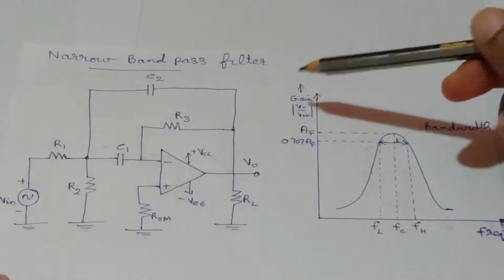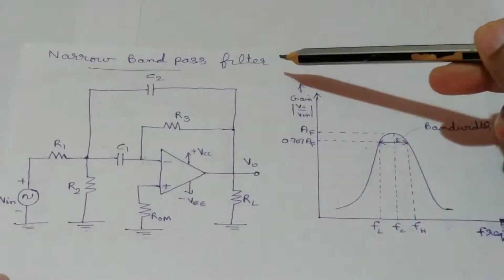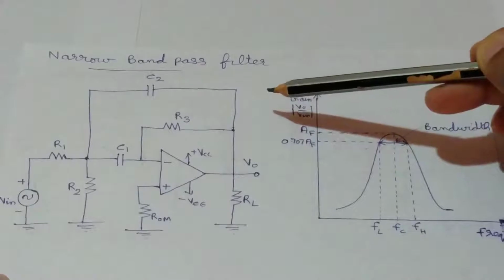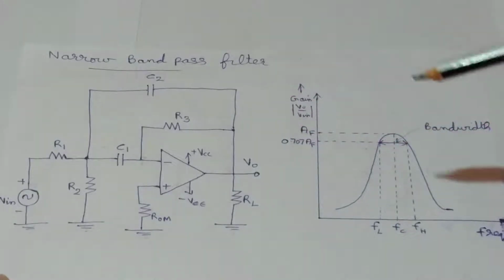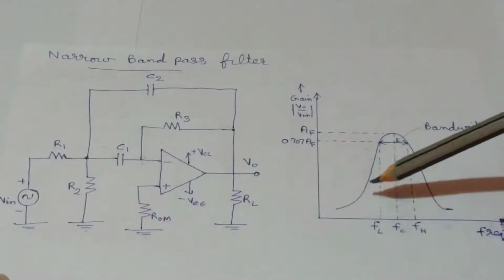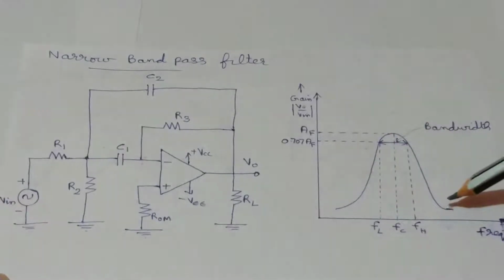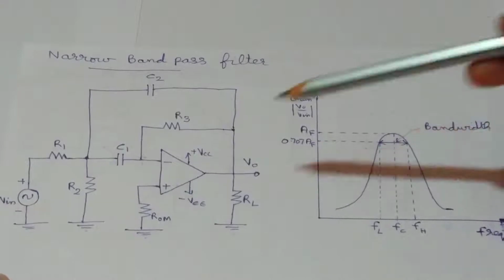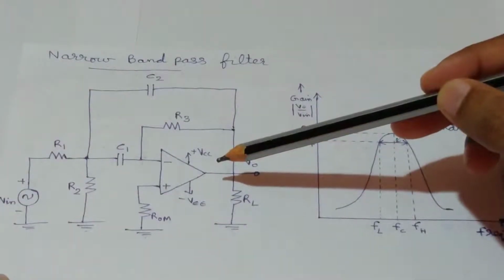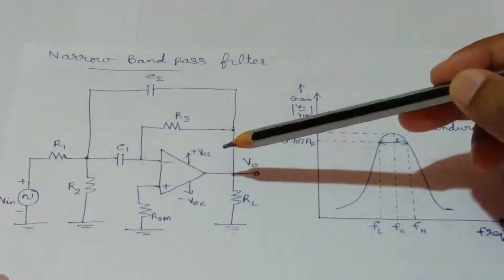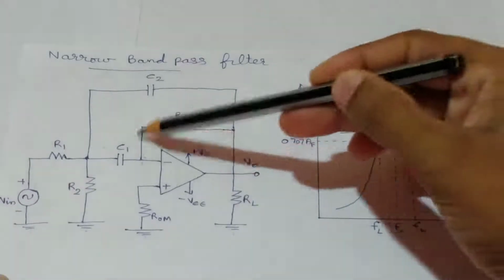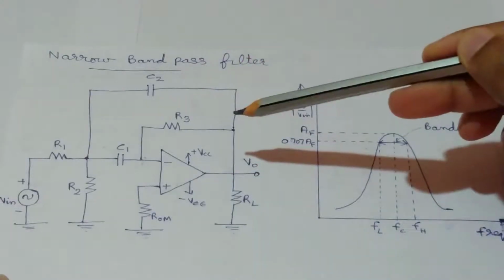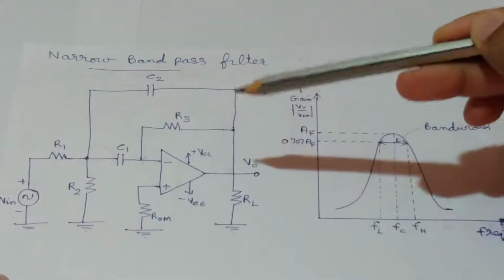Let's now consider the case of a narrow bandpass filter. We know that for a narrow bandpass filter, its quality factor Q is greater than 10. Since the quality factor Q is greater than 10, its selectivity is higher and its bandwidth is narrow. This is the circuit diagram for the narrow bandpass filter, and here we are using multiple feedbacks, hence this circuit is called a multiple feedback filter.